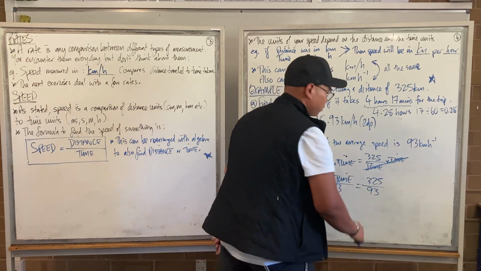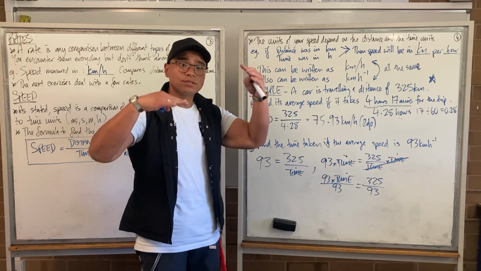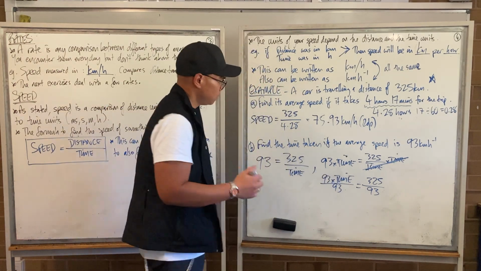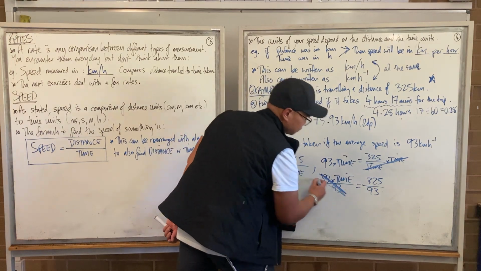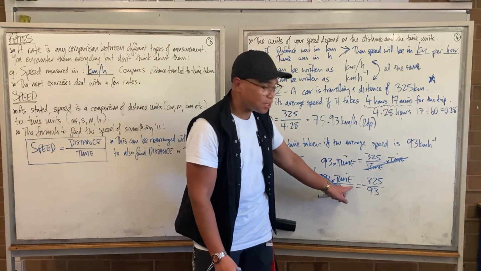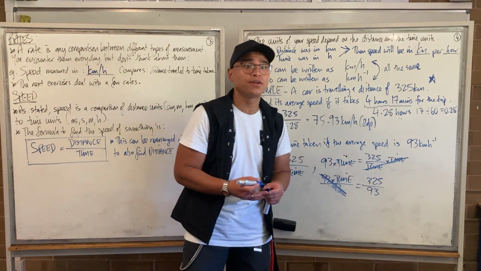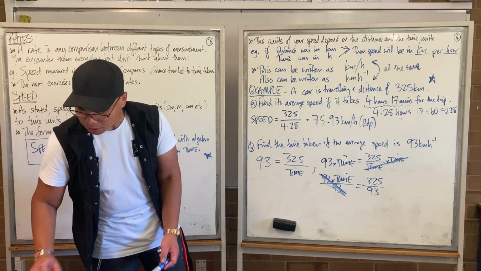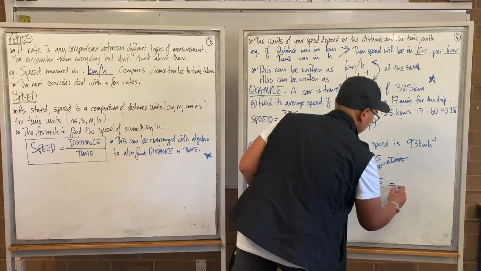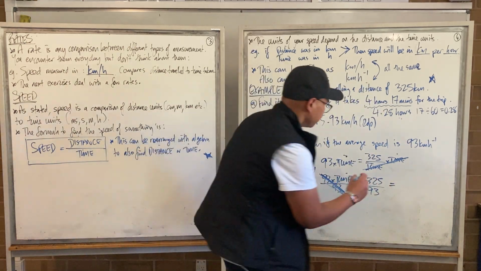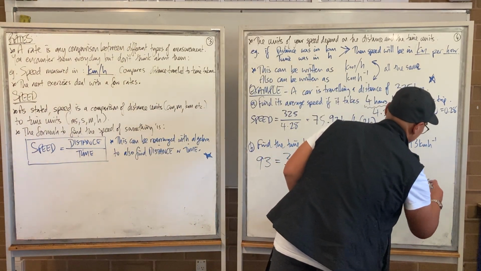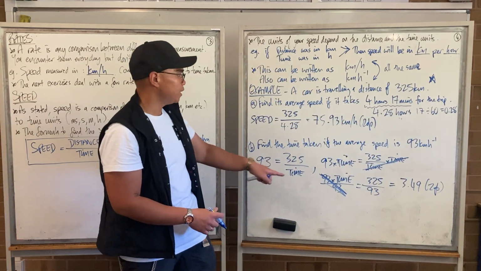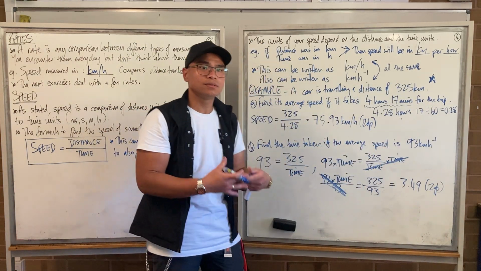Why did I do 93 here? To keep it balanced. I don't want to do anything weird. I want to do the same thing on both sides. That cancels out. So can you see how the time is just going to be whatever 325 divided by 93 is? So 325 divided by 93, time is going to be 3.49 to 2 decimal points. What units would that be in? Because this was in kilometers an hour, that would be in hours.